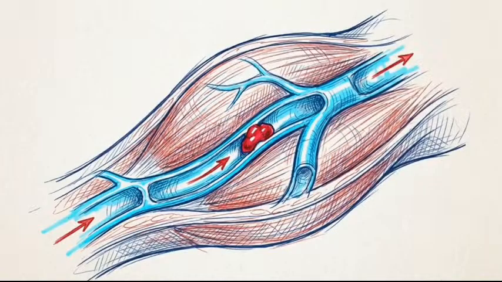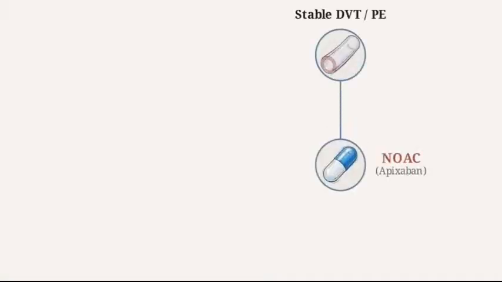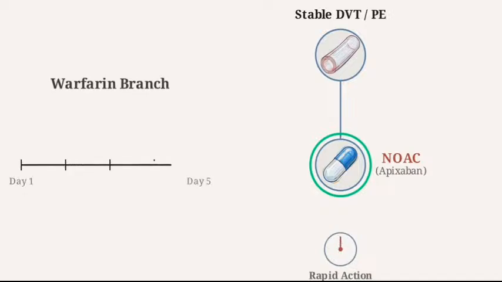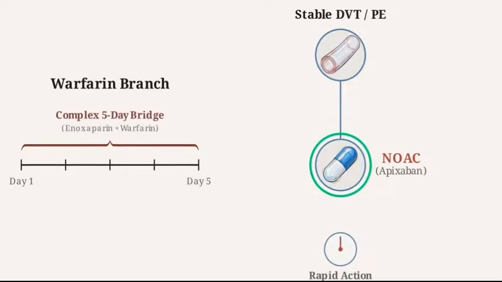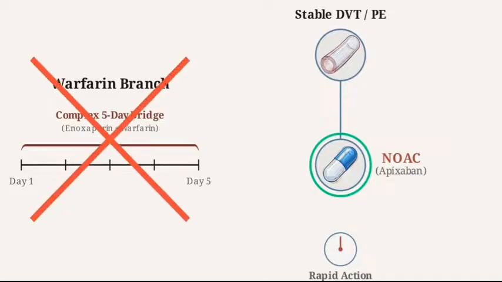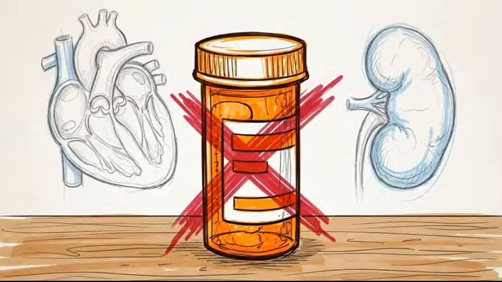That brings us to our final branch: stable embolic situations. This includes cases like a routine deep vein thrombosis or a stable pulmonary embolus. On this third branch, the rule is prescribing newer non-vitamin K oral anticoagulants, or NOACs, like apixaban. Highlighting this node reveals their massive benefit: rapid action. Contrasting directly with the warfarin branch shows you eliminate the complex 5-day bridge entirely.